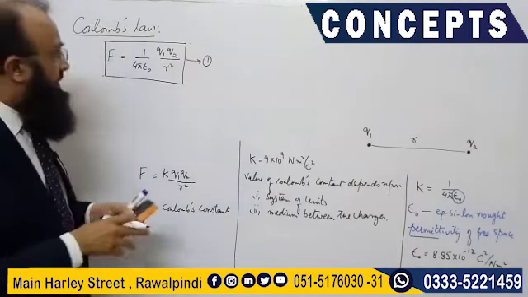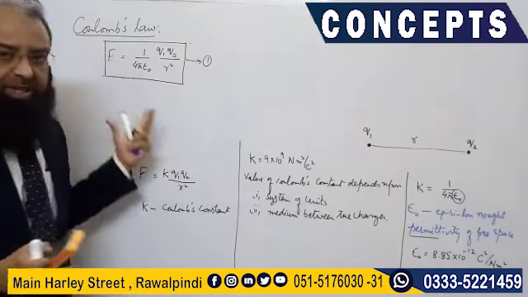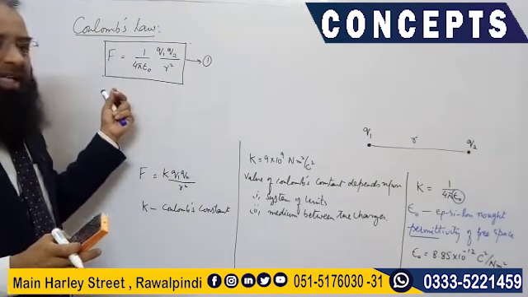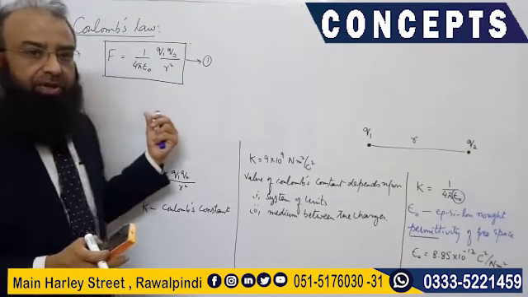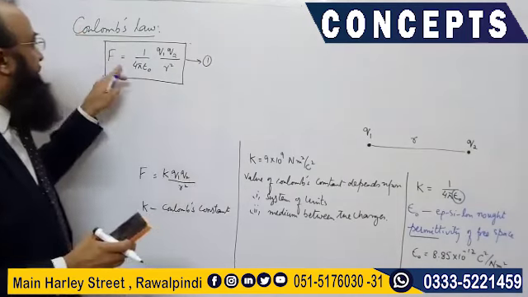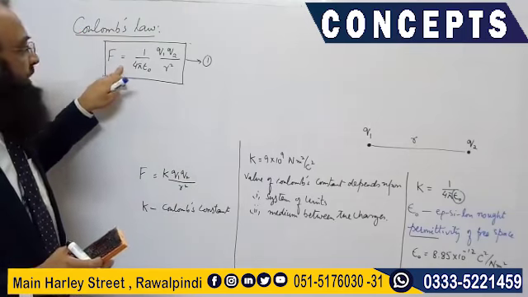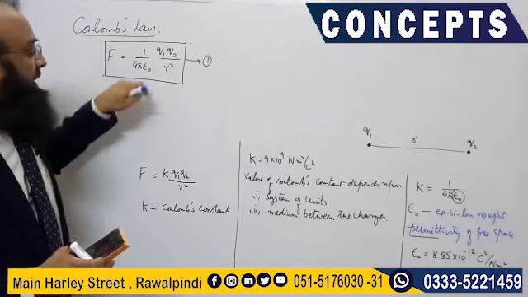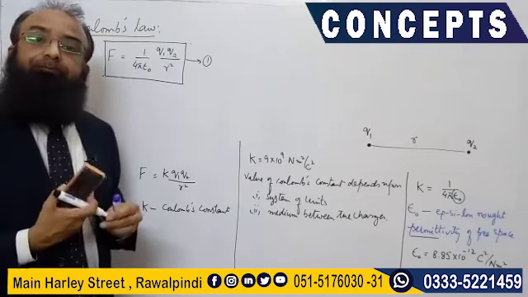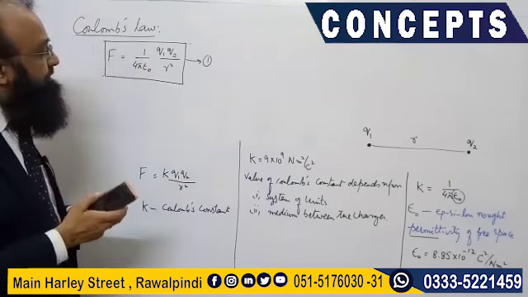Now, second question. We have found the magnitude. This is an experimental law. Coulomb did it experimentally, and he used the apparatus of torsion balance, and then he found the magnitude of this force experimentally. Now, next is the direction of this force.